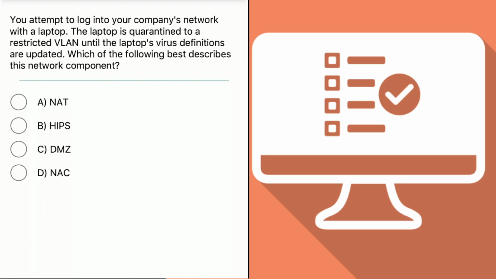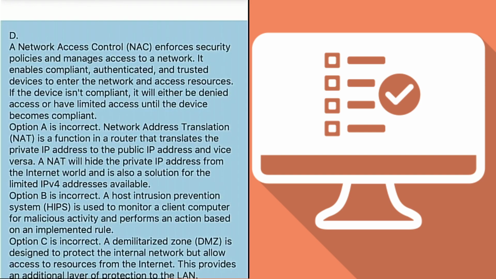You attempt to log into your company's network with a laptop. The laptop is quarantined to a restricted VLAN until the laptop virus definitions are updated. Which of the following best describes this network component? A. NAT. B. HIPS. C. DMC. D. NAC. Alright, if you choose D, you're correct. A network access control enforces security policy and manages access to a network.